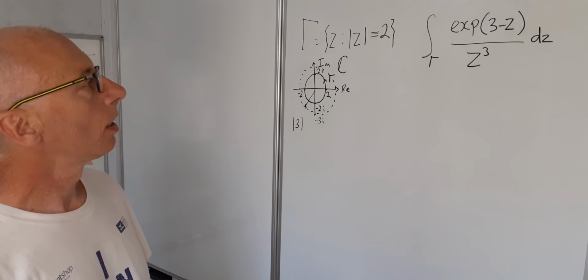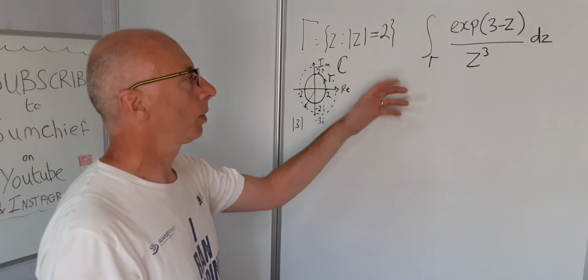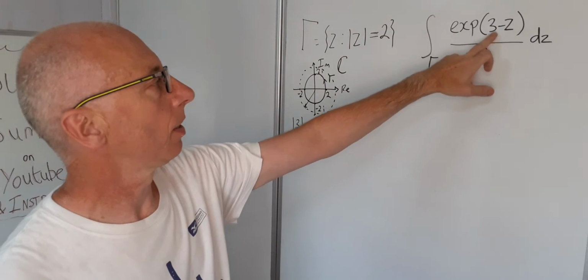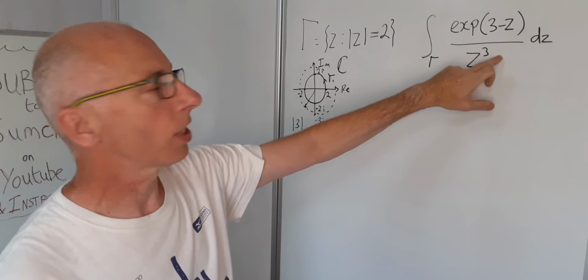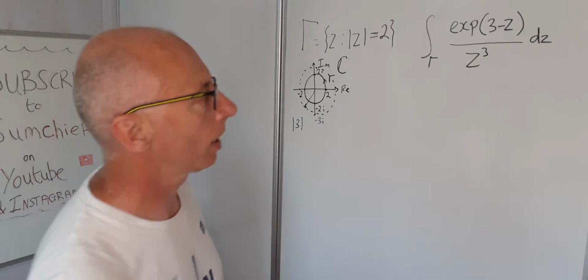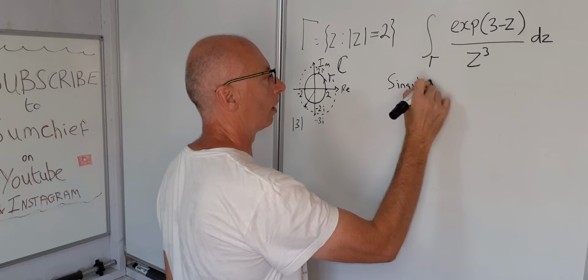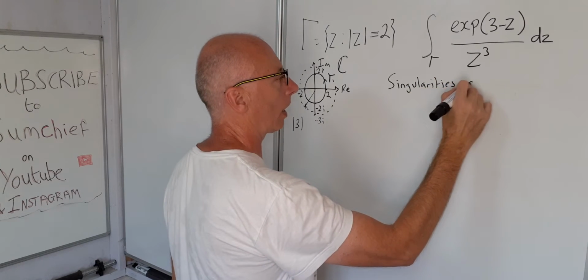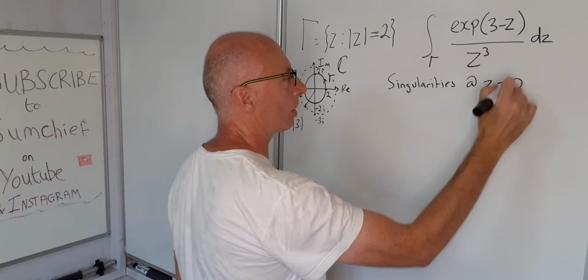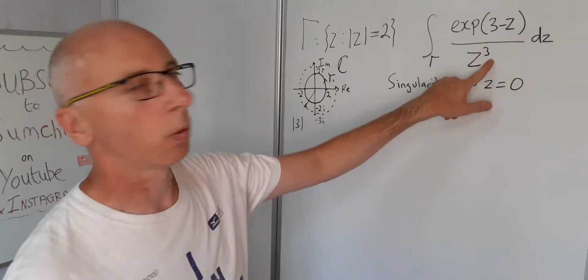Okay, so now what we need to do is find the singularities of this function. The singularities of this function are quite easy to see. Singularities are at z equals 0, and you can see it's a pole of order 3.